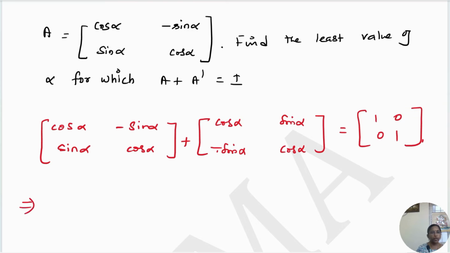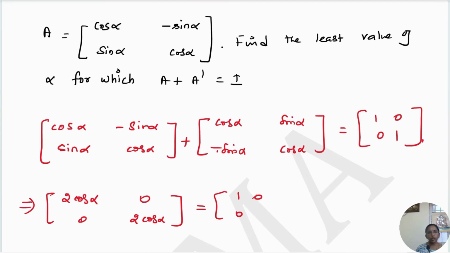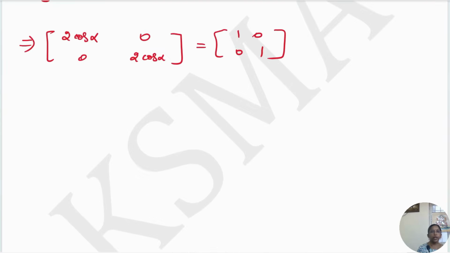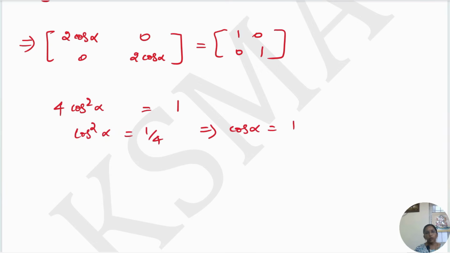And add these two values. So you will get 2 times cos alpha, 0, 0, 2 times cos alpha, which is equal to 1, 0, 0, 1. Now find the determinant value. So 4 times cos square alpha minus 0, which is equal to here 1 into 1 minus 0. So 1. So cos square alpha is equal to 1 by 4. So cos alpha is equal to 1 by 2 and alpha is equal to cos inverse of 1 by 2. So alpha value is pi by 3.